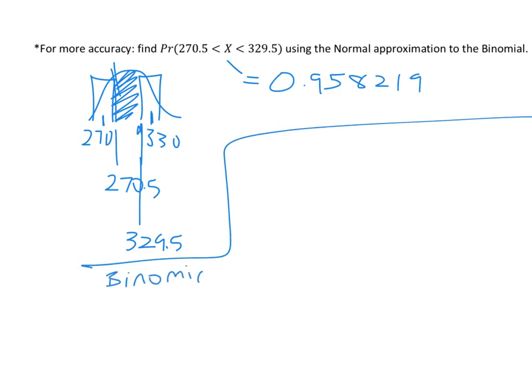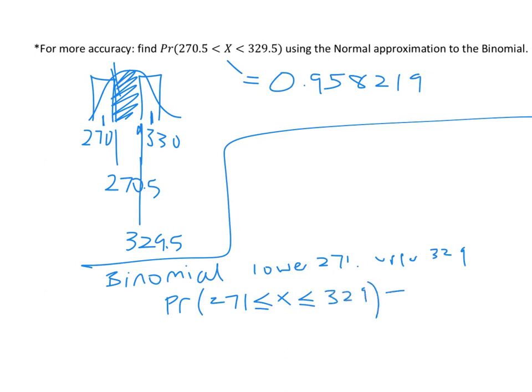And if we use the actual binomial with those numbers, where we have the lower bound 271 and the upper bound 329, what do we get? We get that the probability of going from 271 to x to 329 is actually 0.958292. So you can see that the approximations are very, very close.